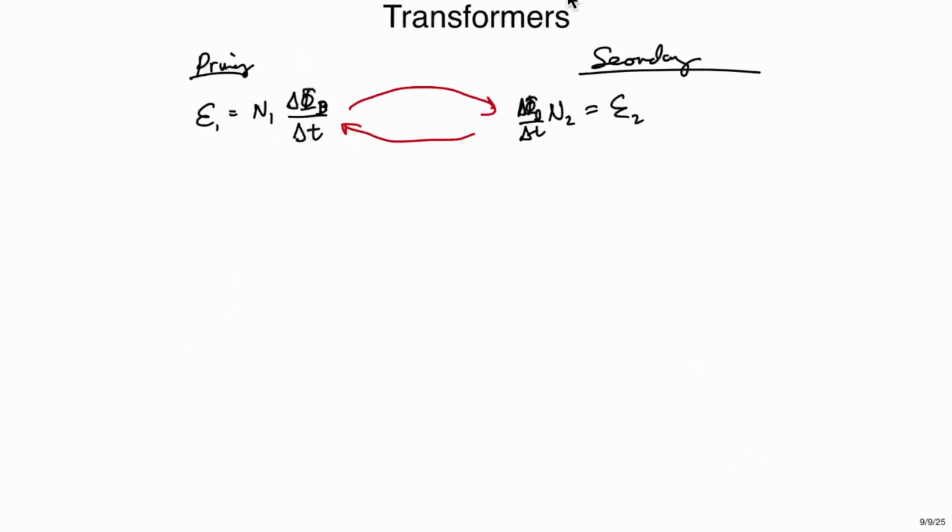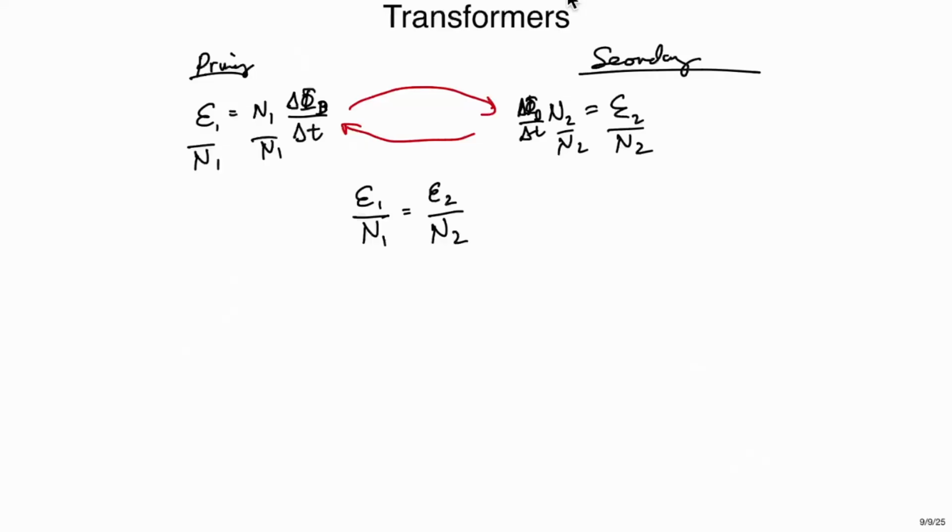Because they're both wrapped around the same core, whatever flux is in the primary will be the flux that's in the secondary. So we can set the flux equal to each other. If we divide both sides by the number of turns, and we put this all together, what we find out is the voltage in the primary divided by the number of turns in the primary is equal to voltage in the secondary divided by number of turns in the secondary.